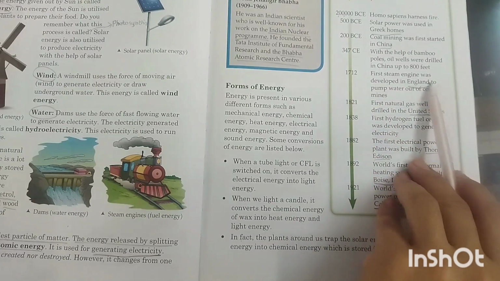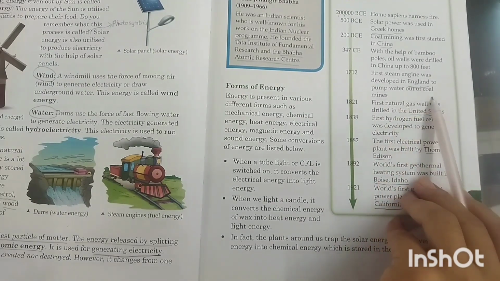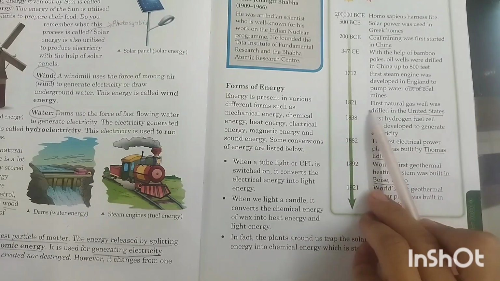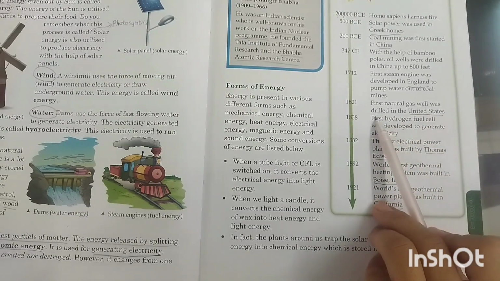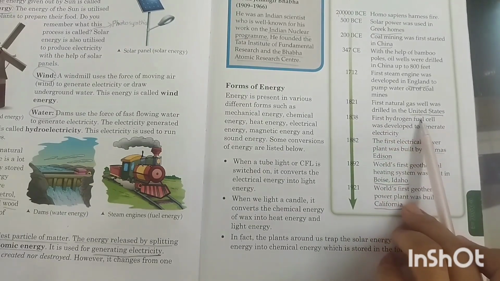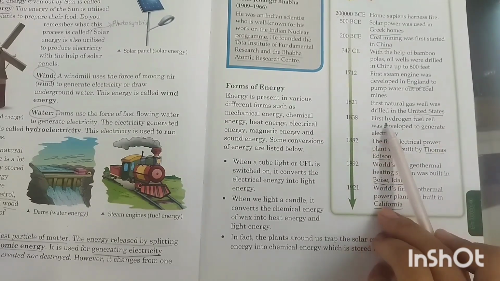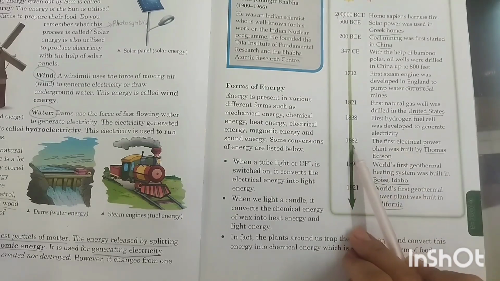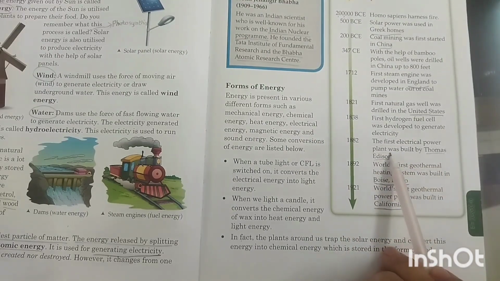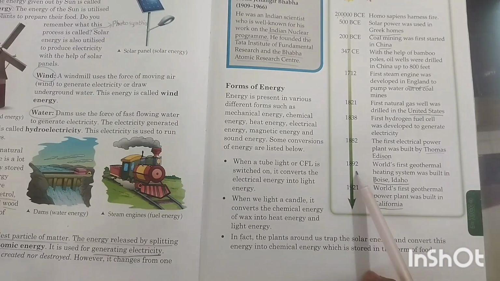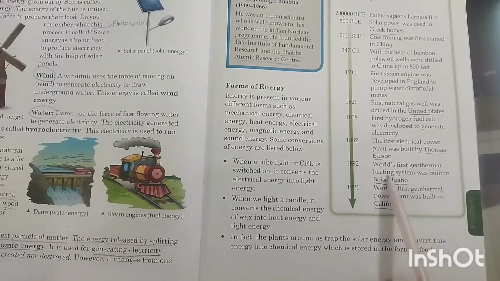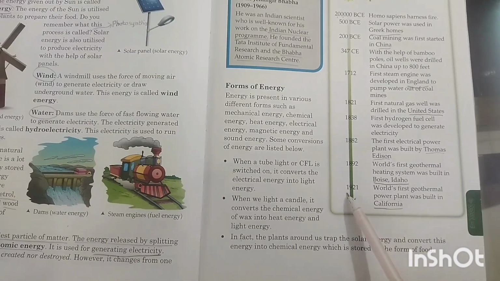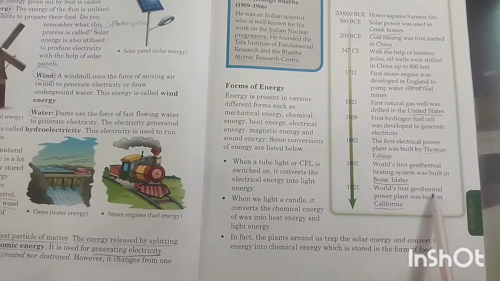1712, first steam engine was developed in England to pump water out of coal mines. 1821, first natural gas well was drilled in the United States. 1838, first hydrogen fuel cell was developed to generate electricity. 1882, the first electrical power plant was built by Thomas Edison. 1892, world's first geothermal heating system was built in Boise, Idaho. And 1921, world's first geothermal power plant was built in California.